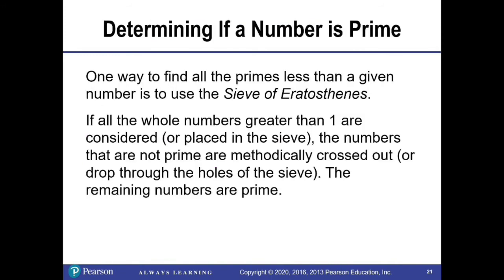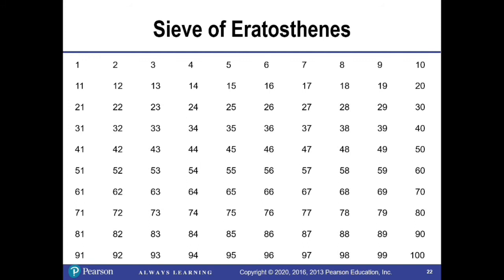Now, one way that we can find all primes is by what we call the sieve of Eratosthenes. So this sieve lists whole numbers greater than 1, and we sift through those numbers to find the ones that are prime. So let's look at how this works. So here are all the numbers from 1 to 100. Now 1 is not prime, so I'm going to go ahead and cross off 1. 2 is prime, so I'm going to circle it.